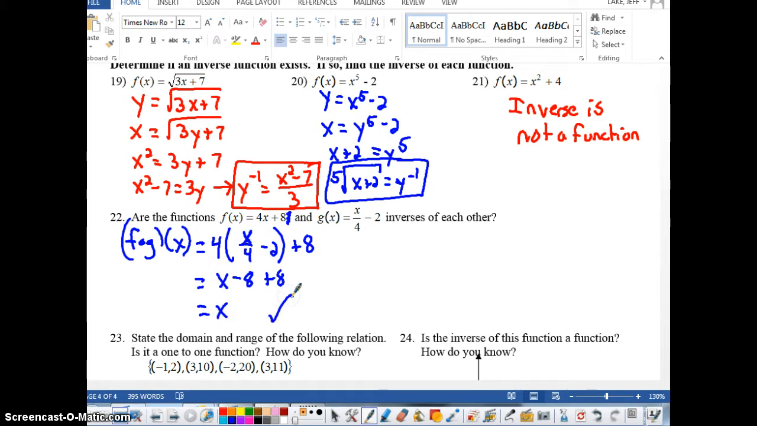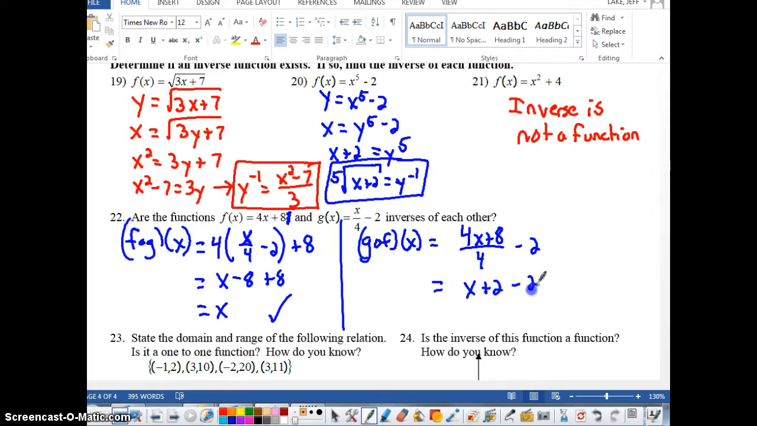That's a check mark. All right, we also have to do the g of f. So g of f of x is going to be when I take f of x, the 4x plus 8, plug that in. So that's 4x plus 8 all over 4 minus 2. Remember, the 4x and the 8 are both over that 4, so I have to reduce to make this x plus 2 minus 2, which is just x.